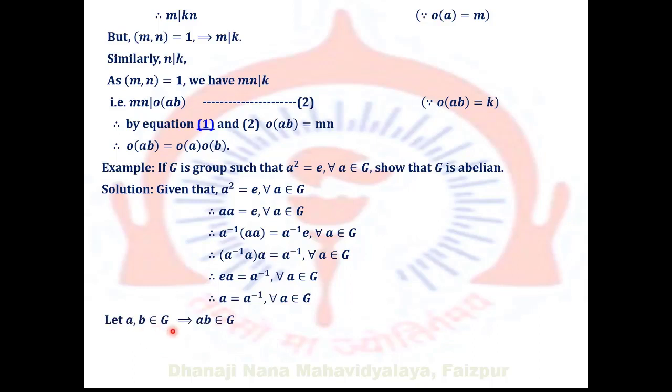Now let a and b belong to G. Because G's group operation is binary, a into b is also an element of G. So a and b are elements of G, and a into b is an element of G. So therefore we have ab is equal to (ab) inverse, that is equal to, by the reversal law of product, b inverse into a inverse. But as a and b are elements of G, b inverse is equal to b and a inverse is equal to a. So this b inverse into a inverse is nothing but equal to ba. Thus here we get the result ab is equal to ba for all a and b belongs to G. So therefore we can say the given group G is an abelian group.